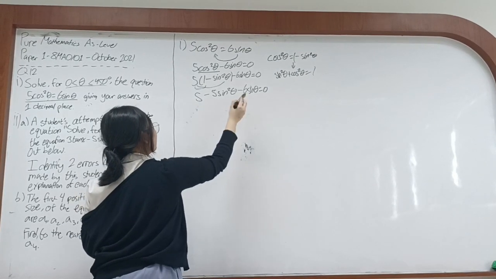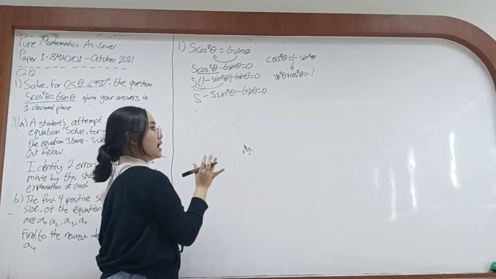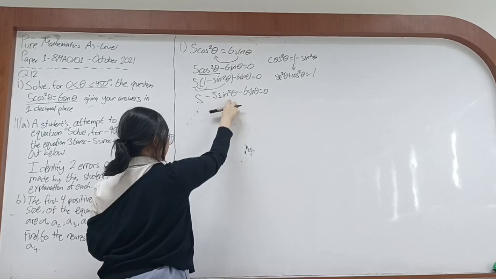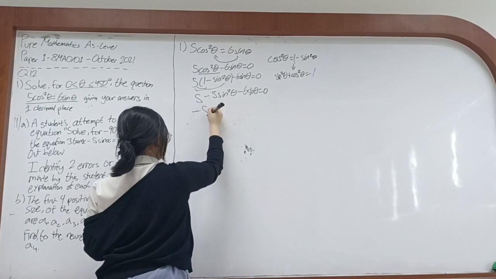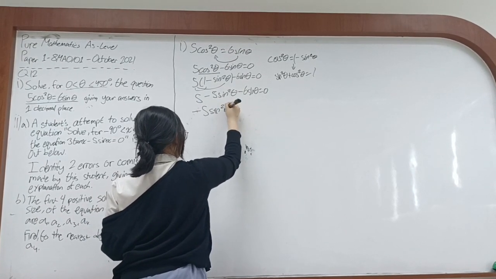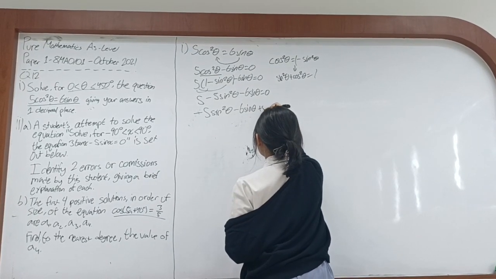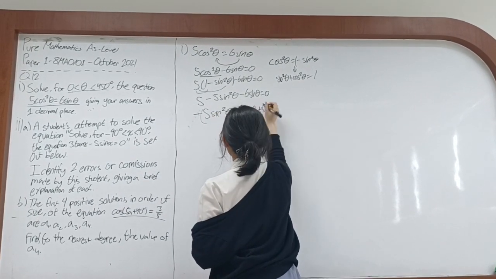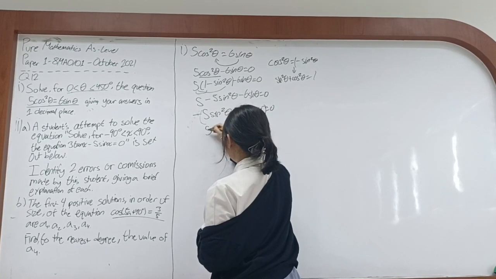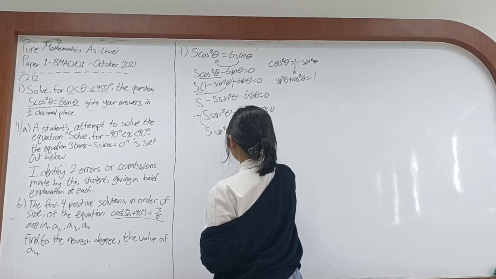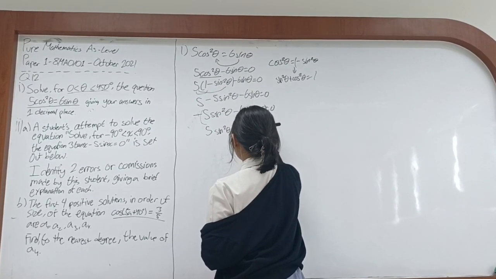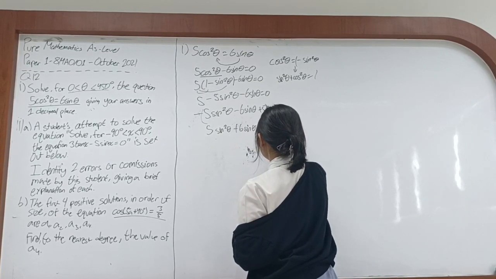Now here we can just rearrange the formula and divide it by negative, since this one will be in front and will be negative. But let's write it first: 5 sin squared theta minus 6 sin theta plus 5 equals 0. Then we can just divide it by negative. So 5 sin squared theta plus 6 sin theta minus 5 equals 0.